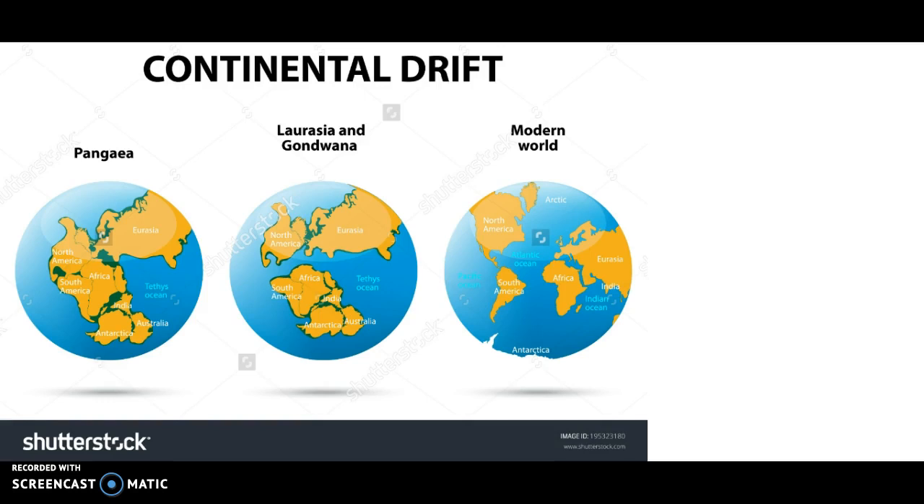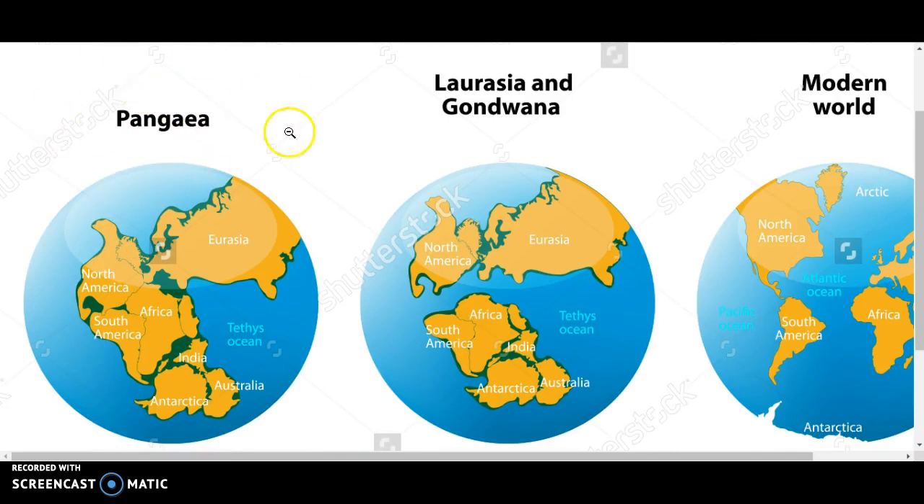Okay, we are on page 28 of the book Internal Forces of Relief, and we are going to talk about continental drift. And what is continental drift? Well, according to the theory of continental drift, a single supercontinent called Pangea, which is this one, broke up to form smaller continents. So this was Pangea, only one continent, and suddenly it broke up and formed Laurasia and Gondwana.